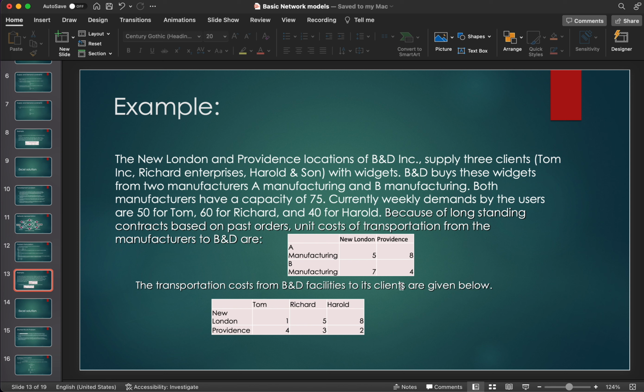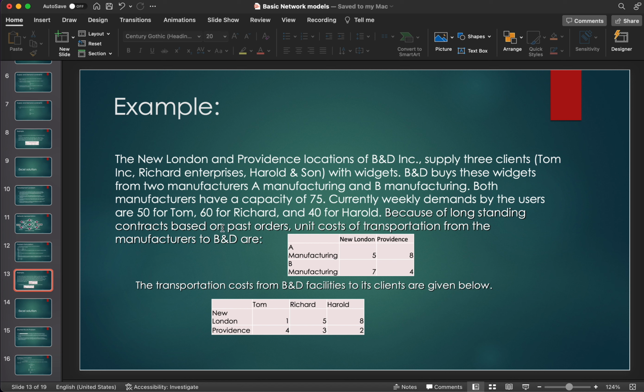So with this, we need to figure out how many of the 75 unit capacity from A gets transported to London and Providence, how many of the 75 unit capacity from B gets transported to London and Providence, and then from New London and Providence, how many units you are sending to Tom, how many to Richard, how many to Harold, and so on. So that's basically the problem here.